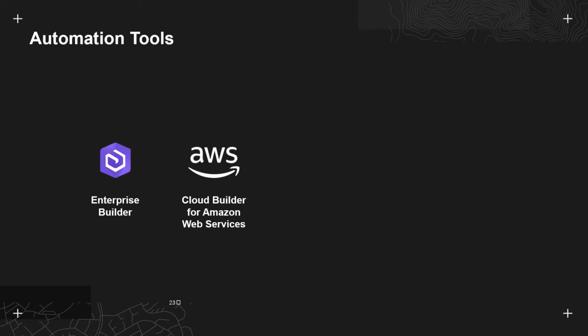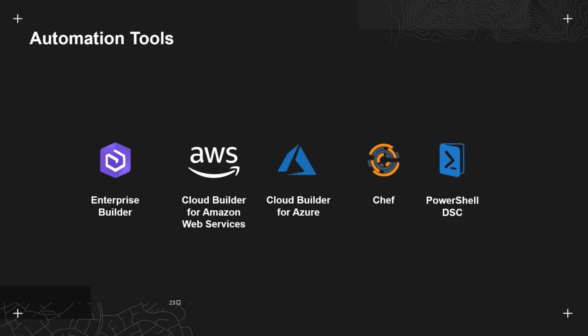There are a number of tools available to automate your ArcGIS Enterprise deployments, and this session will focus on 5 of those tools. These tools are ArcGIS Enterprise Builder, ArcGIS Cloud Builder for Amazon Web Services, ArcGIS Cloud Builder for Azure, Chef, and PowerShell DSC. ArcGIS Enterprise Builder is a simple, wizard-driven tool to deploy a base ArcGIS Enterprise. That's all the components of ArcGIS Enterprise, portal, server, data store, and web adapters on a single machine. It's by far the easiest way to deploy ArcGIS Enterprise.